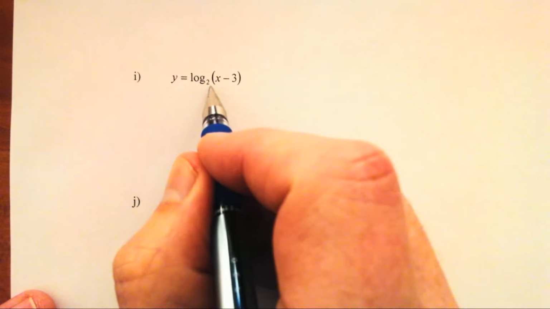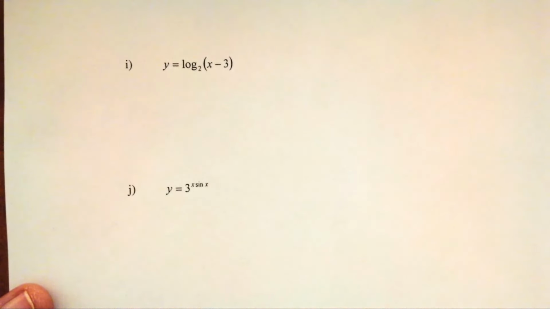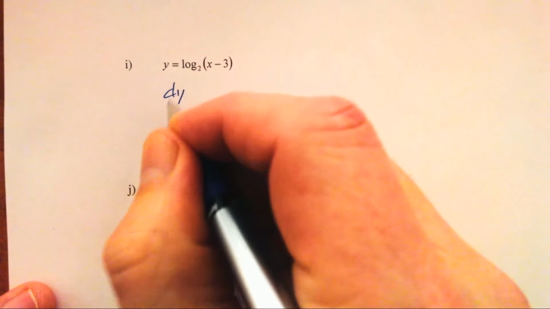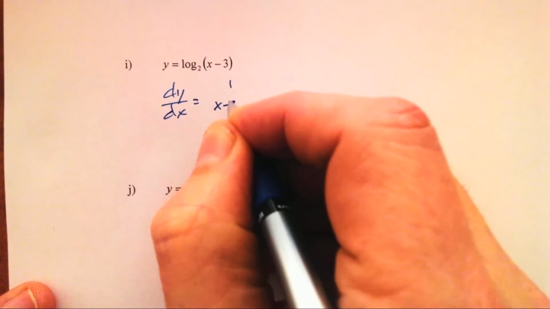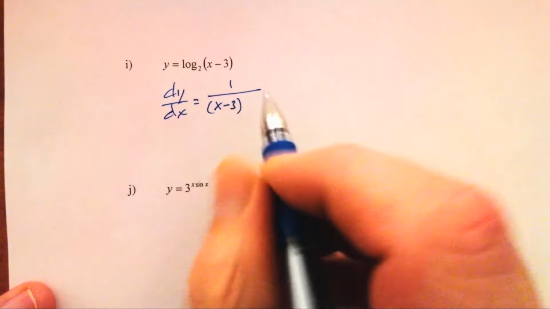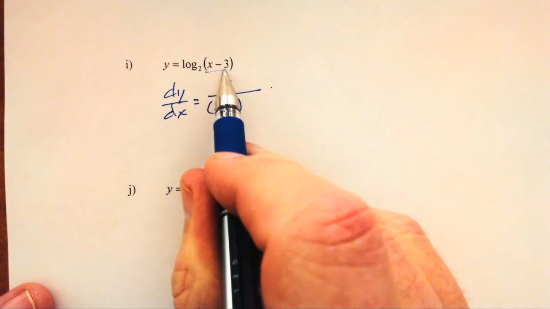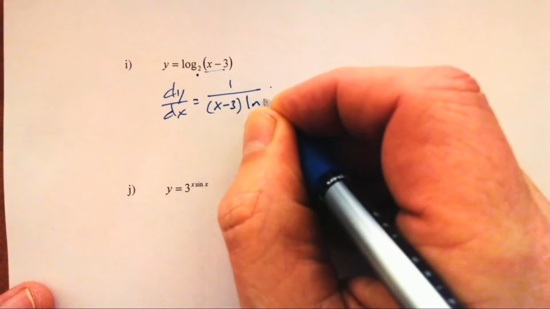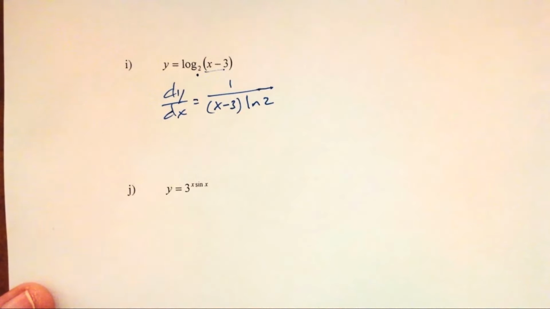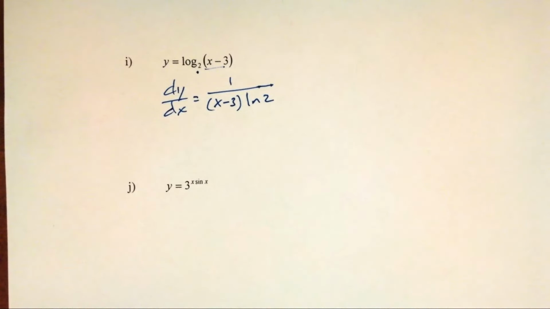Y equals log base 2 of (x minus 3). I wish it was ln. If it was ln, it would be this easy. dy/dx equals 1 on (x minus 3), and then it would be times the inside derivative, which is 1. But it's not ln, it's not log base e, it's log base 2, so I punish it by putting it in ln jail, ln 2. I wish you were an ln e. Okay. And that is it.